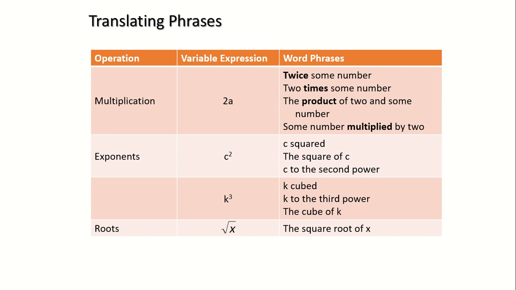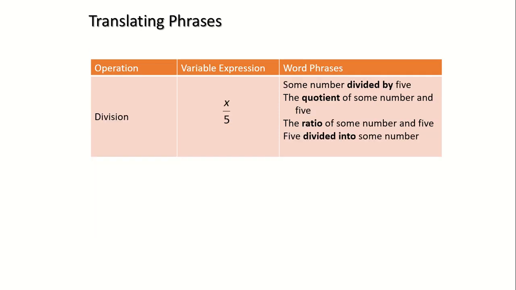For exponent, it is c squared, so you could use that c squared literally, the square of c, or c to the second power. For k cubed, that is k cubed, or k to the third power, or the cube of k. For roots, of course, that is the square root of x. For division, so that's x over 5, that could be translated into some number divided by 5, the quotient of some number and 5, the ratio of some number and 5, and 5 divided into some number.